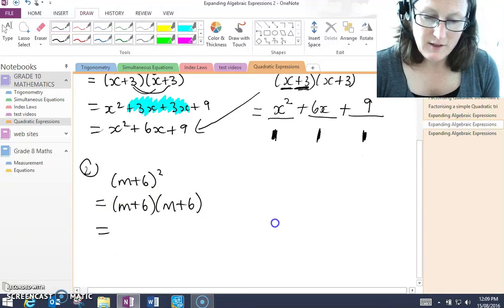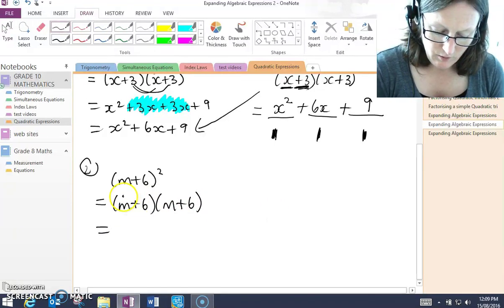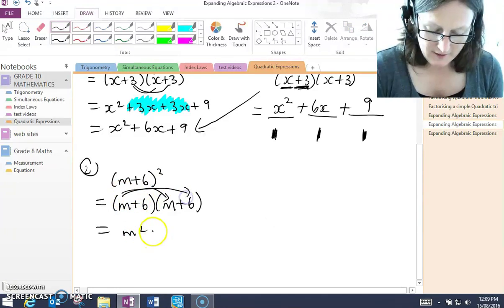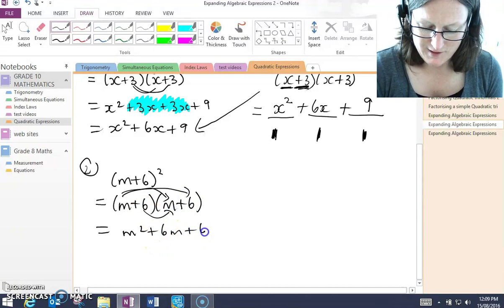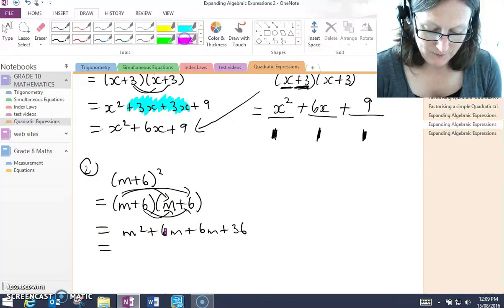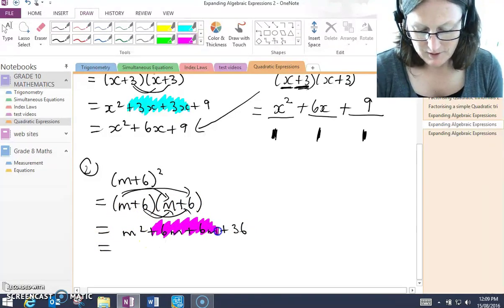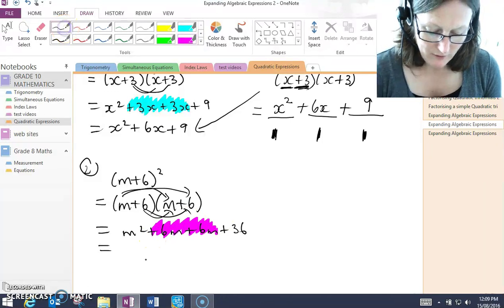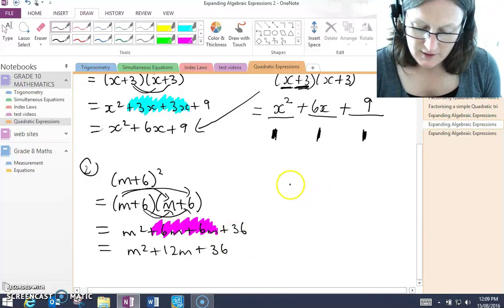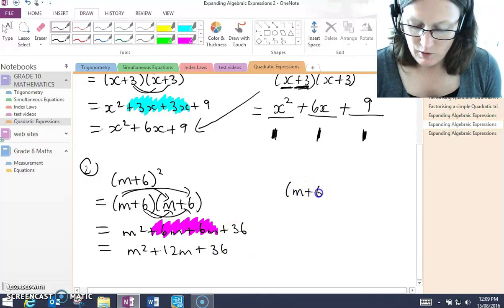So to expand this in what I term the long way, we go m times m, which is m squared, m times 6, which is 6m, 6 times m, which is 6m, and 6 times 6, which is 36. Combining our like terms, we've got 6m plus 6m, so when we combine those, our answer is m squared plus 12m plus 36.